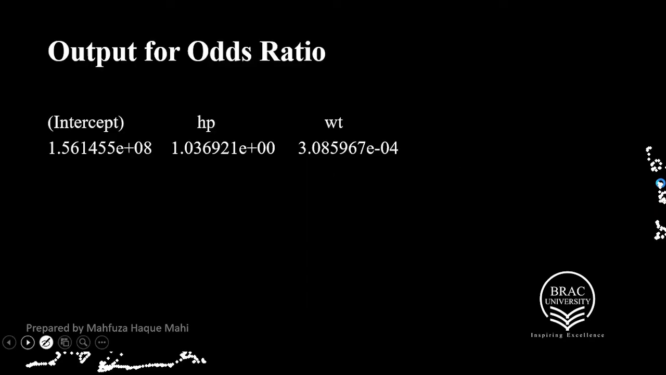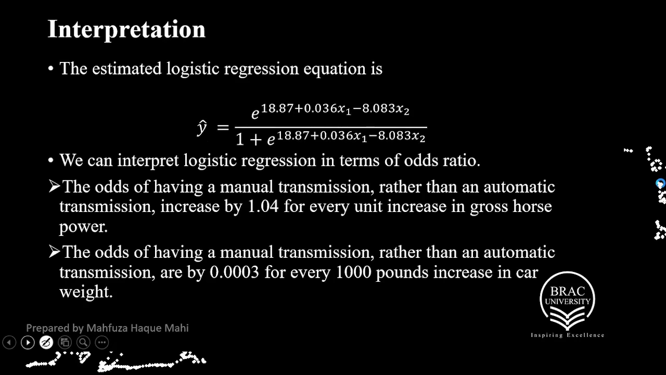We can also obtain the odds ratio for the independent variables. So for the independent variable horsepower, the value of odds ratio is this, and for the variable weight of automobile, the value of odds ratio is this. So as now we have all the estimates of the parameters, we can fit our logistic regression equation.